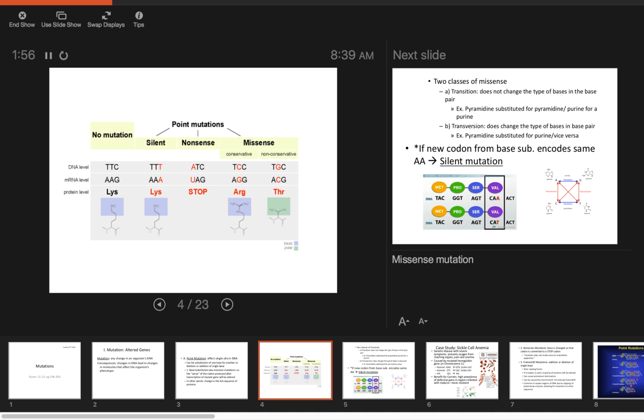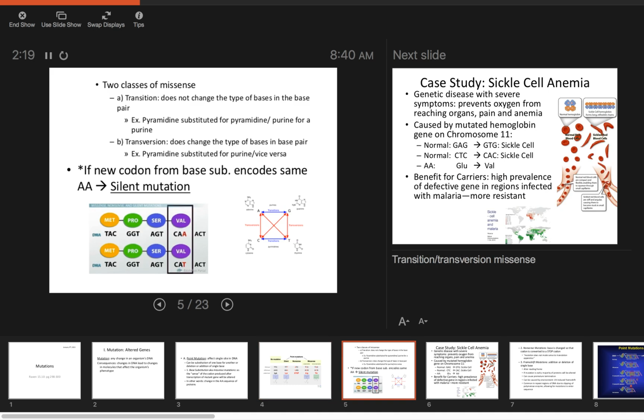Nonsense mutations occur where instead of getting an amino acid, like lysine, it codes for a stop codon, which means that, depending on where this happens, it could be pretty harmful. Maybe it's like the second amino acid. Well, that would be really, really bad. You wouldn't even get a protein. So I think I go on to talk about all of them in detail here.